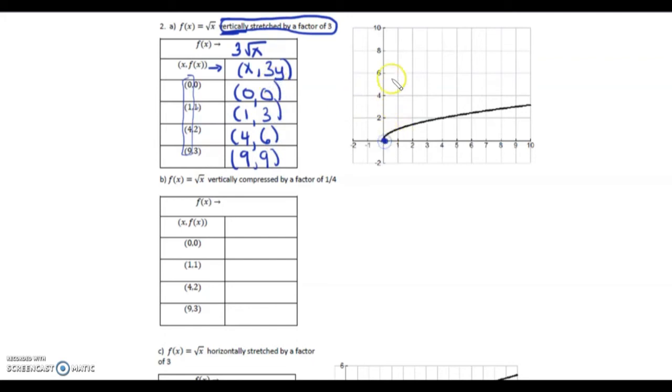So 0, 0, 1, 3, 4, 6, 9, 9. And we're going to label our graph. This is going to be f of x equals 3 root x.